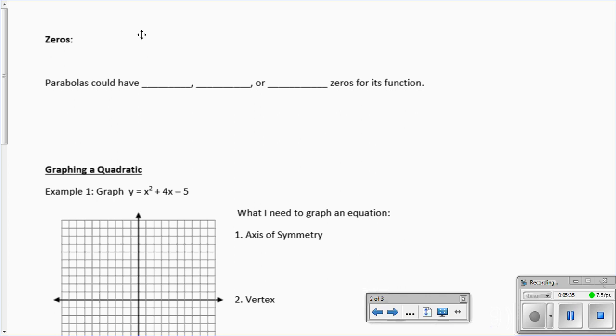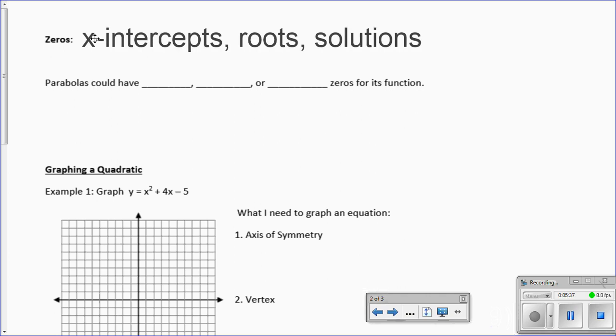So zeros, remember we talked about zeros before. Zeros are x-intercepts, also known as roots. You'll hear them called roots a lot, or solutions. We actually use roots and solutions a lot more in this unit than zeros or x-intercepts. Parabolas can have 1, 2, or 0 solutions.